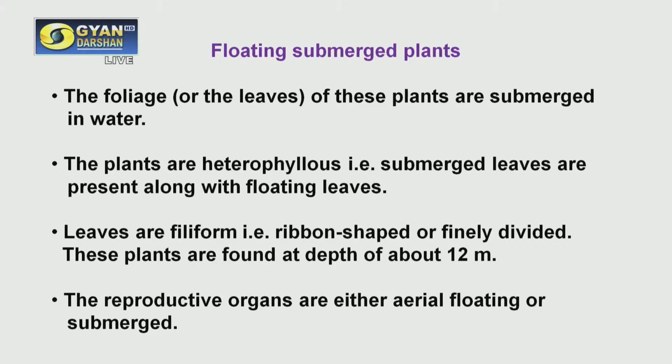Leaves are filiform, that is ribbon shaped or finely divided. These plants are found at a depth of about 12 meters. The reproductive organs are either aerial, floating or submerged. So each of the basic plant organs is present in two forms, because they have both properties, that is floating and submerged.